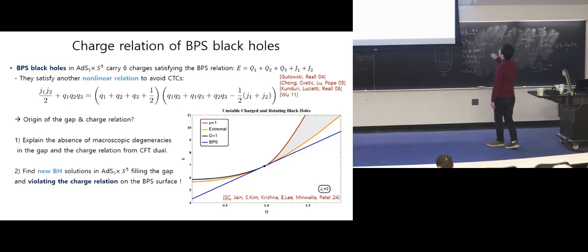You can understand it easily from this figure. We first fix the angular momentum, and the x-axis is the charge, and the y-axis is the energy. So this blue line is the BPS line. And also you can draw the extremal line for the Kerr-Newman black holes, and you can see that it only overlaps at a certain point, and this is nothing but the nonlinear relation between the charges.